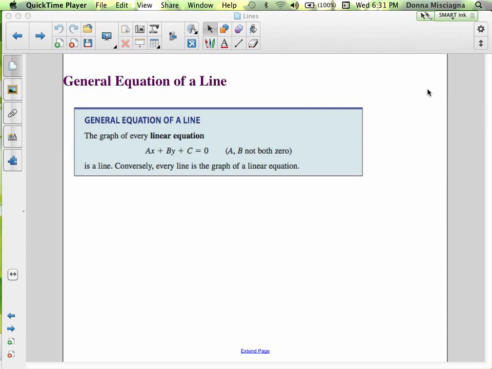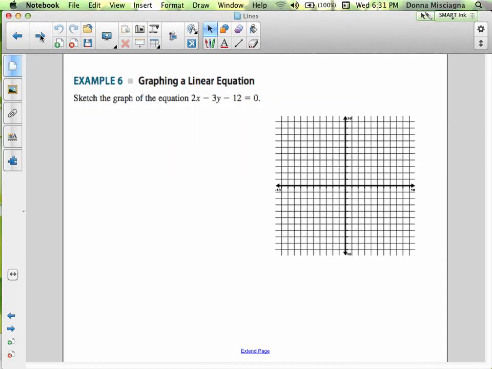This general form here can be written in slope-intercept form. It can be written in point-slope form. So if you have an equation written in standard form and you want to graph it, you can do one of two things. You only need 2 points to graph a line.